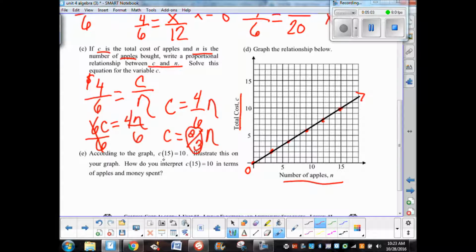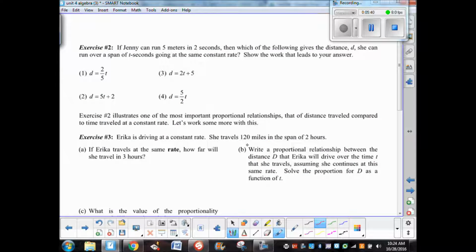Now, it says according to the graph, C of 15 equals 10. So C of 15, remember, that is our N, or our number of apples. 15 equals 10. That's that point right there. Illustrate this on the graph I just did. How do you interpret C of 15? Meaning, what does it mean in terms of apples and money spent in the context of the problem? So that is 15 apples cost $10. All right, when you flip the page, you guys are going to do all of these through the bottom and come to class with those done.